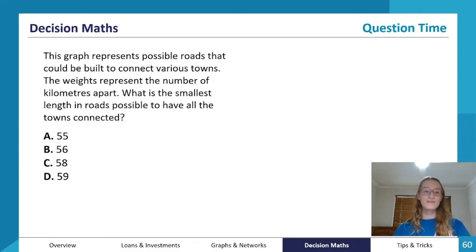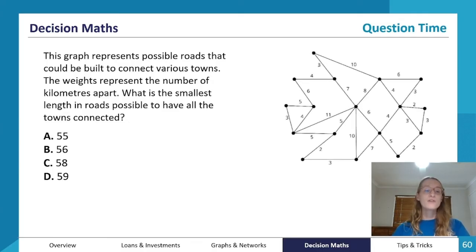So let's have a look. This graph here represents possible roads that could be built to connect various towns. Here, our vertices are different towns in a certain area, and our edges are possible roads that could be built to connect the towns. And the weights, or the numbers associated with the edges, represent the number of kilometers apart that the towns are. So the question is asking us: what is the smallest length in roads possible to have all the towns connected? Is the minimum spanning tree going to have a total weight of 55, 56, 58, or 59 kilometers?